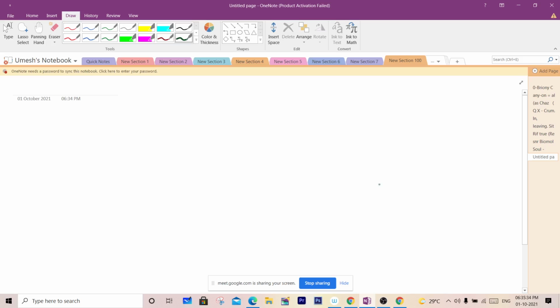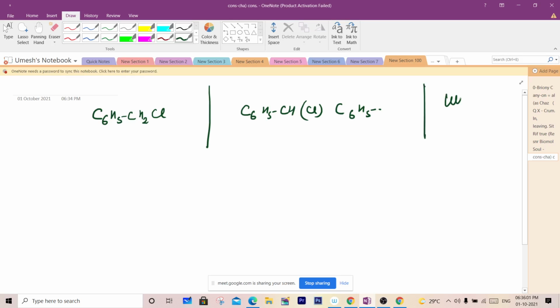Now I am giving you one question. I have C6H5CH2Cl, and we have C6H5CHCl, again with a C6H5. Out of these two, which will be easily hydrolyzed with aqueous KOH? And why?